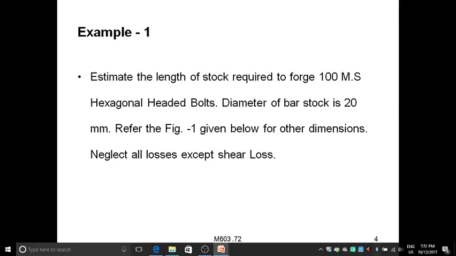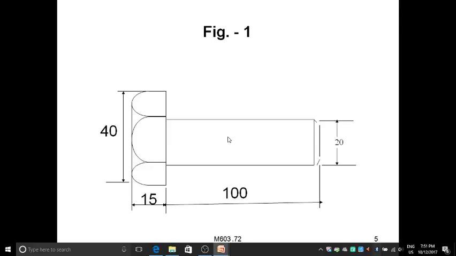Now it is also mentioning that neglect all losses except shear loss. Now you see here, in this problem specifically he is saying that neglect all the losses except the shear loss. Now he is asking to calculate only the shear loss in this case. You can neglect all the losses. So this is exactly the figure.